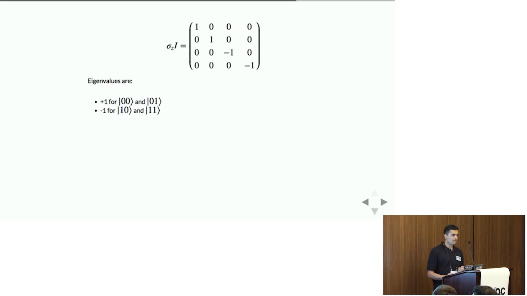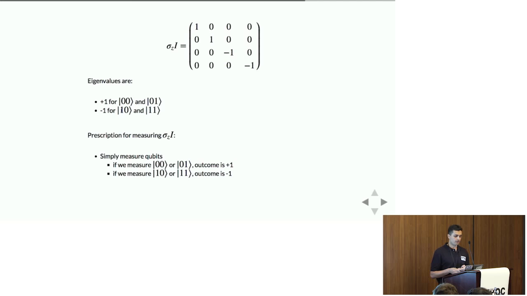So this means that we have a very simple prescription for measuring sigma zi. All it is, is simply measure the qubits. If we found that it was 0 0 or 0 1, we consider our outcome to be plus 1. If we found 1 0 or 1 1, then we consider our outcome to be minus 1. So for our measurement, and again, because we want to minimize a negative term, we want to maximize our measurement of sigma zi. So the more times we get plus 1, the better.